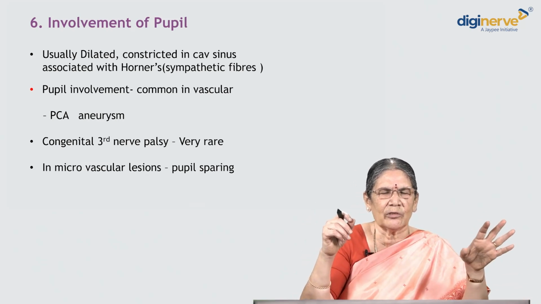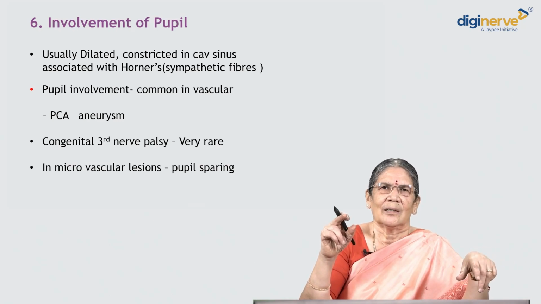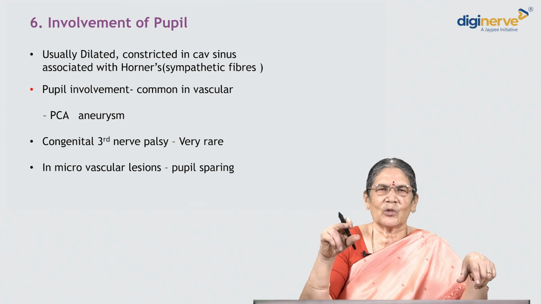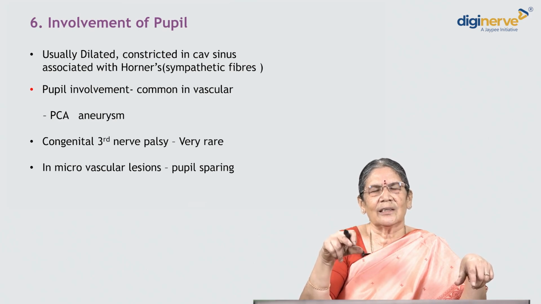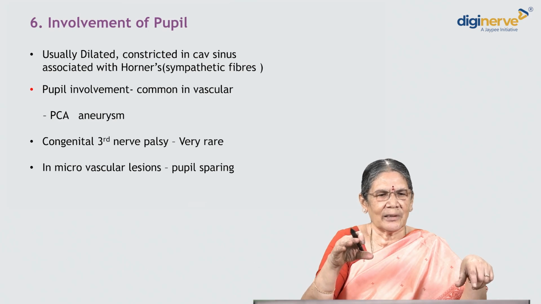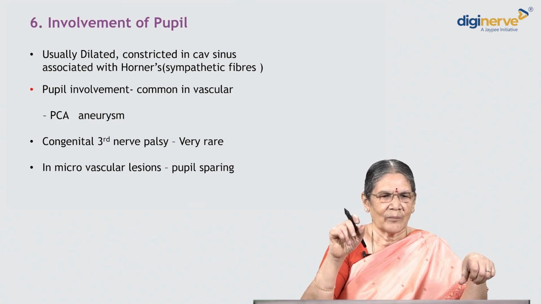Why should we know these findings? Management of third nerve palsy itself is difficult because it involves almost all the muscles except two, and with that, the associated aberrant regeneration makes the plan for management a little bit difficult. That is the important point. And what about the pupil?